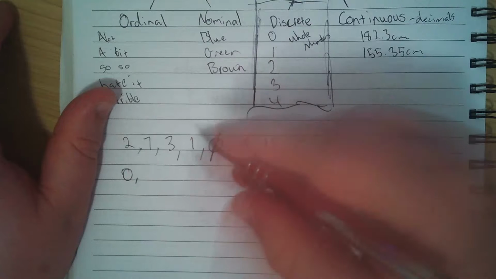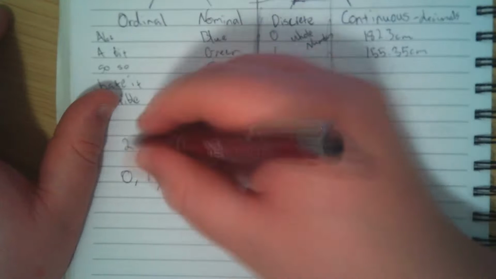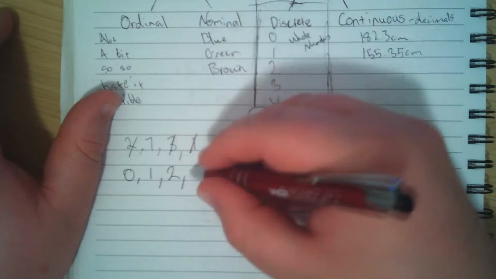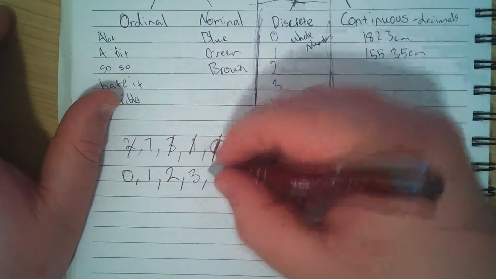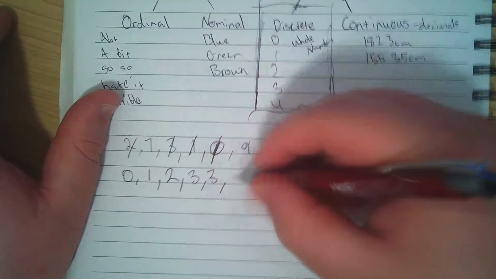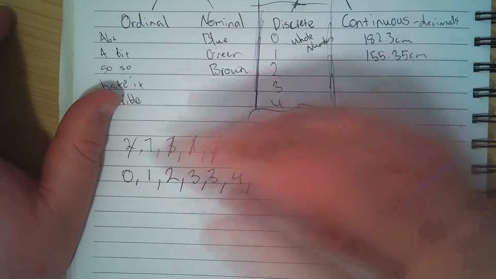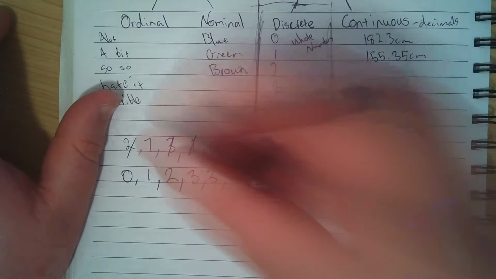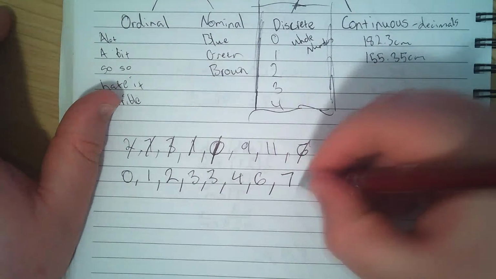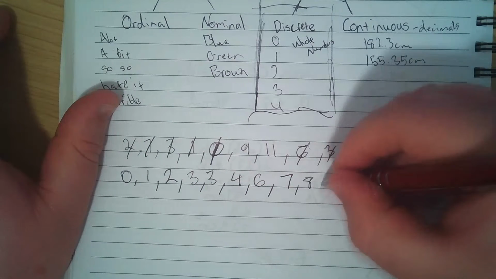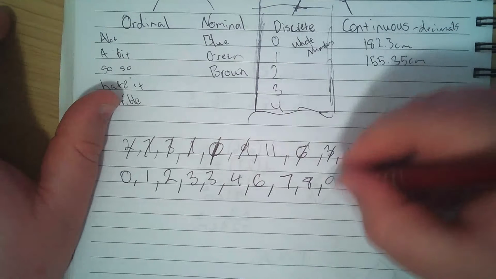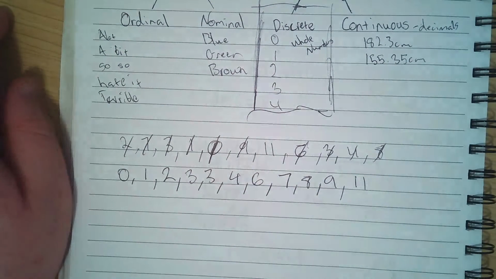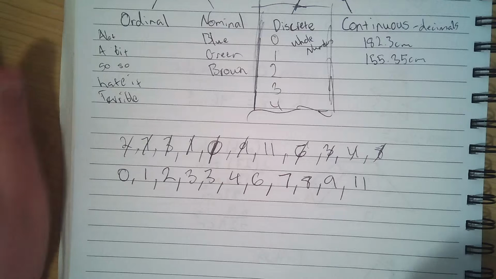Now 1 was the next smallest. Are there any numbers smaller than 1? No. Right. I'll try and make this a bit quicker. I think I had a second 3, 4, a 6, a 7, an 8, a 9, and an 11. All right. So that's rewriting these numbers in ascending order.